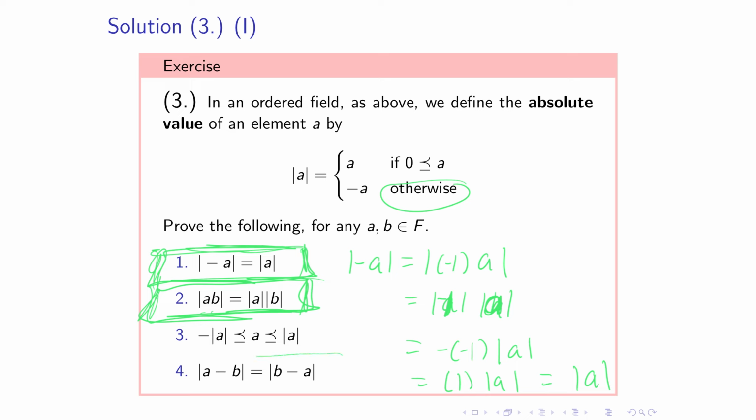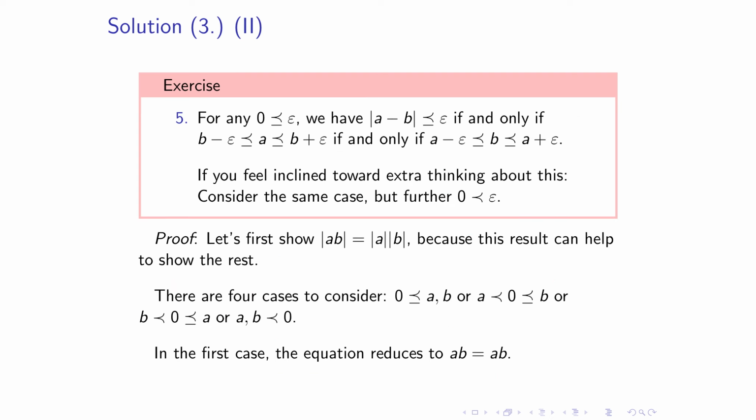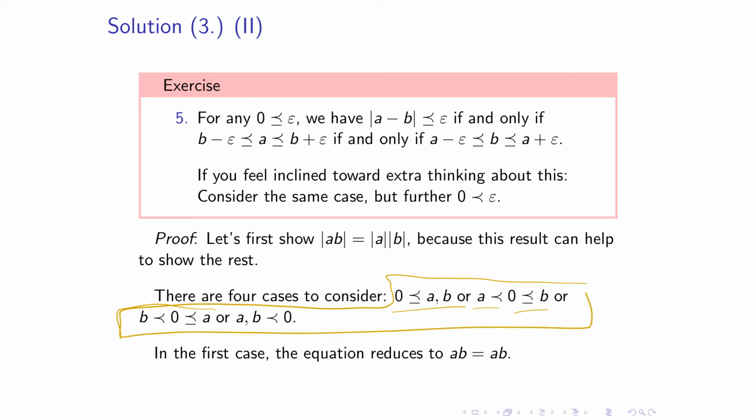And by the way, there will be a similar easy proof for 4 if we can first prove 2. So that's where we start our focus. For property number 2, there are 4 cases, and they are about: are A and B both non-negative? Or is A negative, B non-negative? Or is it the other way around? Or are they both negative? So those are our 4 cases.